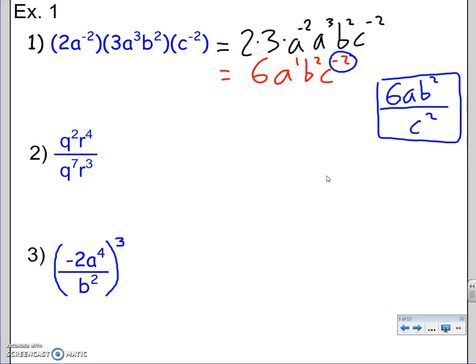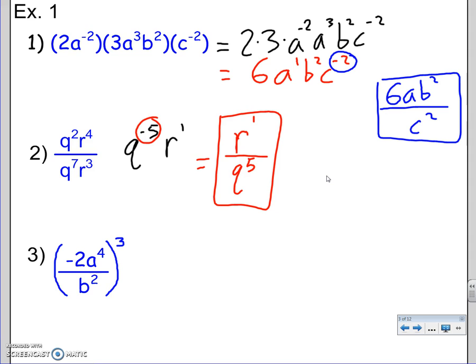Alright, number 2. We have division of q's and r's. Well, when we're dividing same bases, we just subtract the exponents. So q squared divided by q to the 7th, that's really q to the 2 minus 7, that's q to the negative 5. Then r to the 4th divided by r cubed, well, I subtract them. 4 minus 3 is 1, so that's r to the 1st. Well, I see that negative exponent with the q, so I move that down. So that turns into r to the 1st power, you could write it if you want, it's invisible, over q to the 5th.